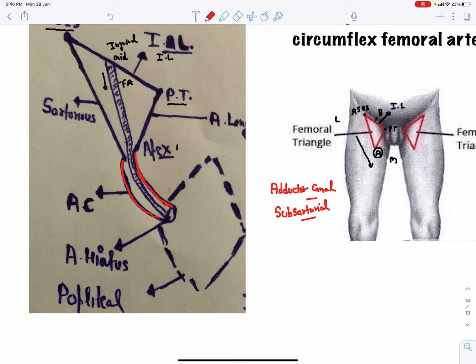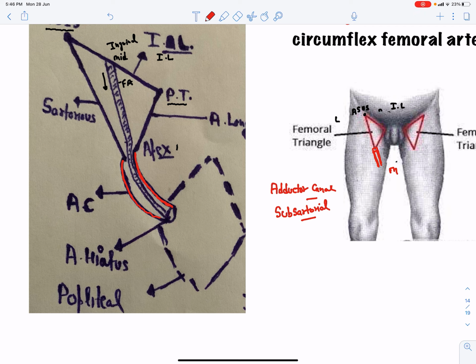Understood? And it is an intermuscular canal, not intramuscular. It is not within the muscle, it is between the muscles. So it is an intermuscular tunnel and situated on the medial side. See this side here, this tunnel is situated on the medial side. Which side? Yes, medial side.